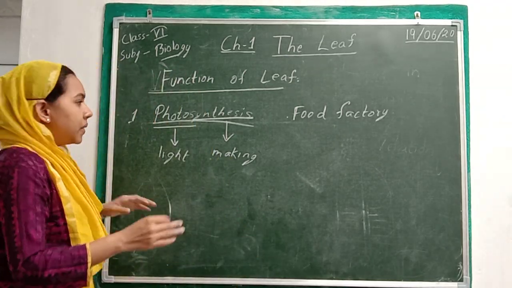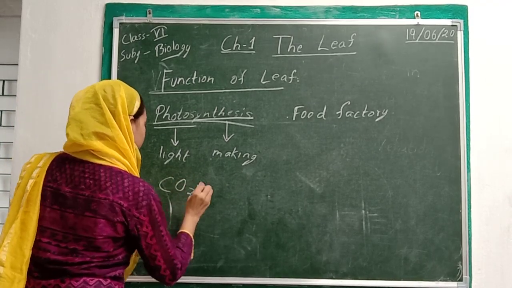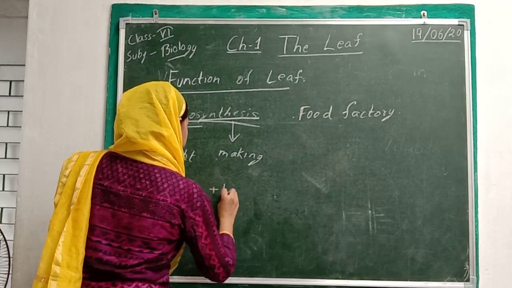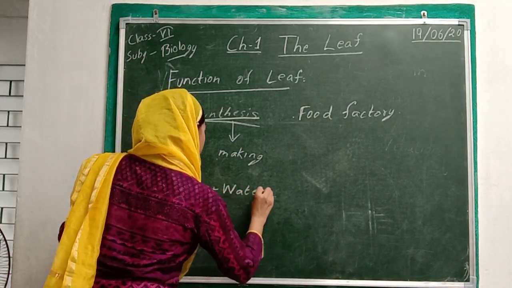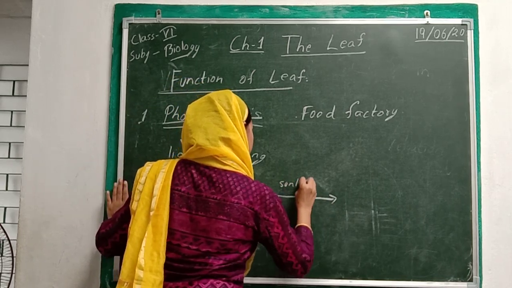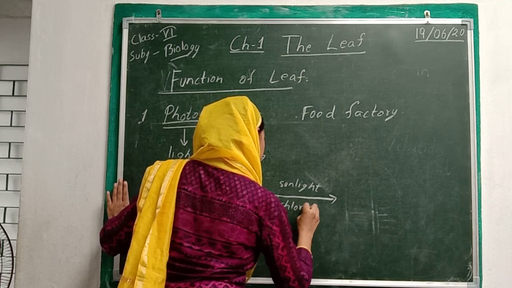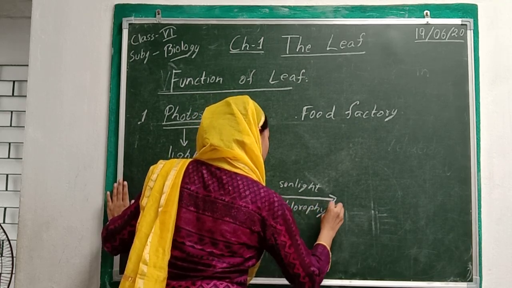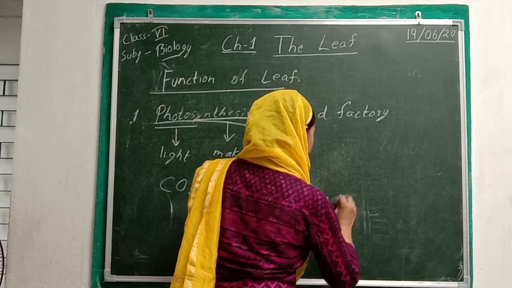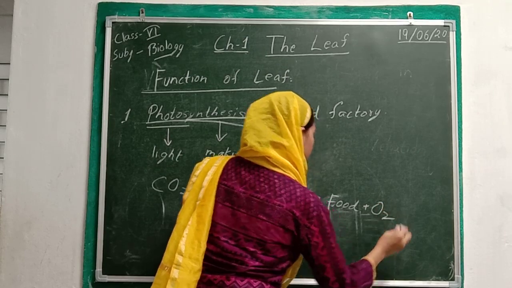Now see, for making food, what is required is we need carbon dioxide, CO2, and we need water. And in the presence of sunlight and chlorophyll, that is the green pigment which is present in the leaf, we get, sorry, the first thing we get is food, and oxygen, that is O2.